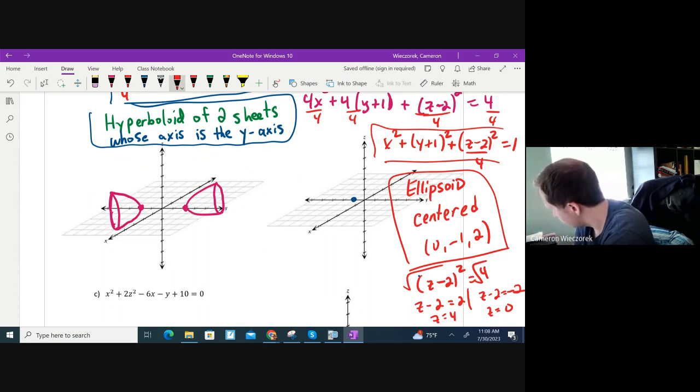Yeah, there we go. Okay. It's centered at (0, -1, 2). So if we plot that, our center is going to be 0, left 1, up 2. It's going to be in line with this intercept here, kind of right in line with that.